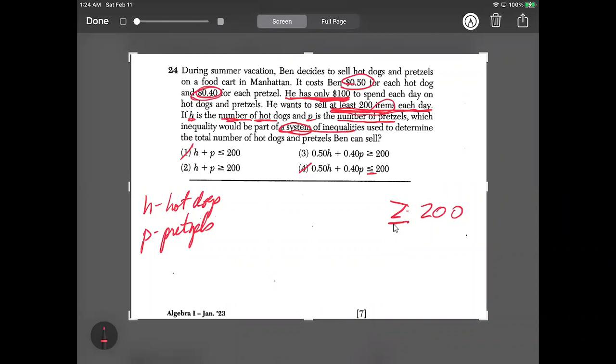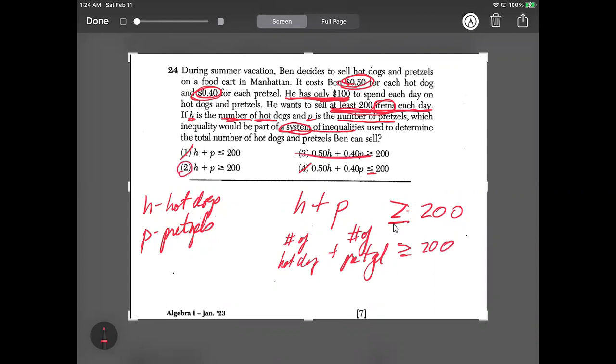So we don't need the money yet. We're not even looking at money. We just want to know he wants to sell 200 items. And you just have to say, what are the items? Well, the items are hot dogs and pretzels. So that means that H plus P has to be greater than or equal to 200, because he's saying the number of hot dogs that I sell plus the number of pretzels that I sell has to be at least 200. So that would be your answer. And so the choice would be 2. We're not talking about money, so we don't want that one. So this would be our answer.